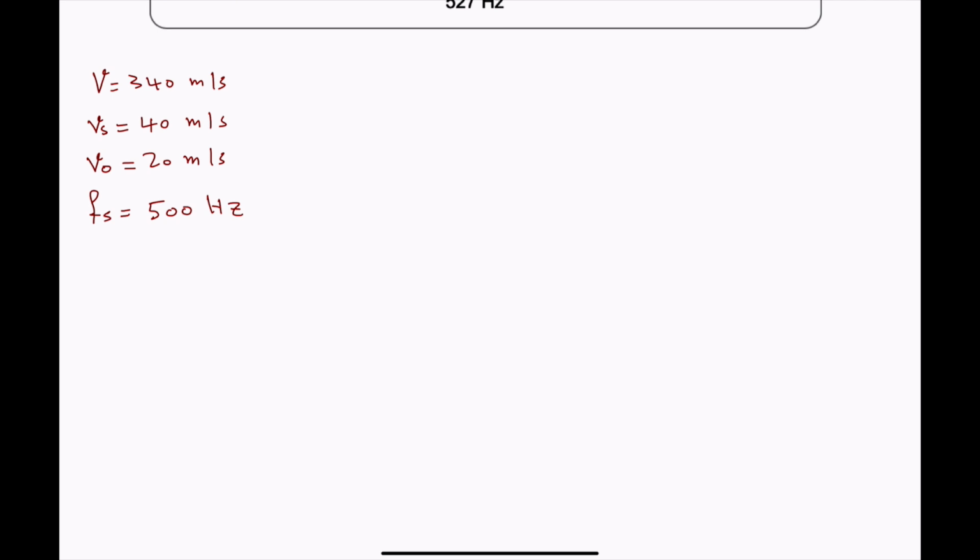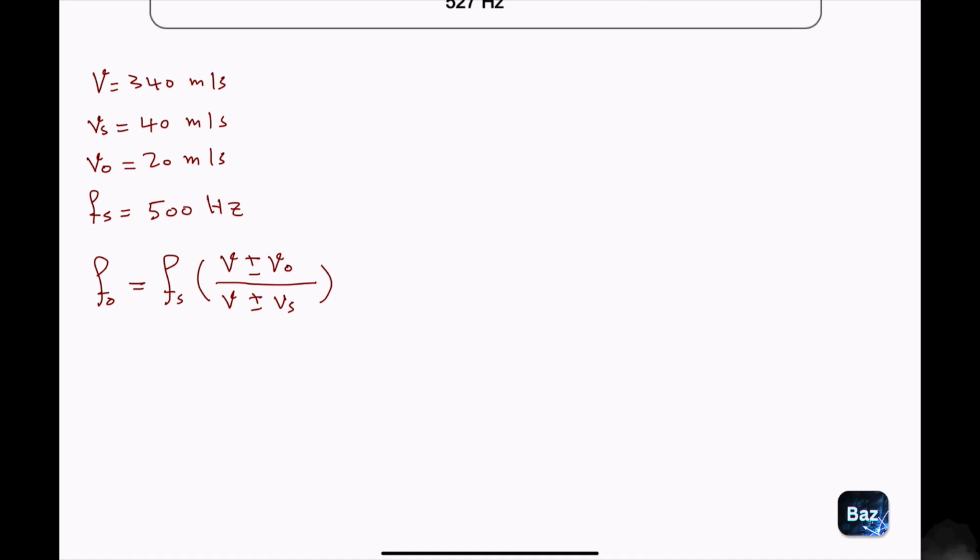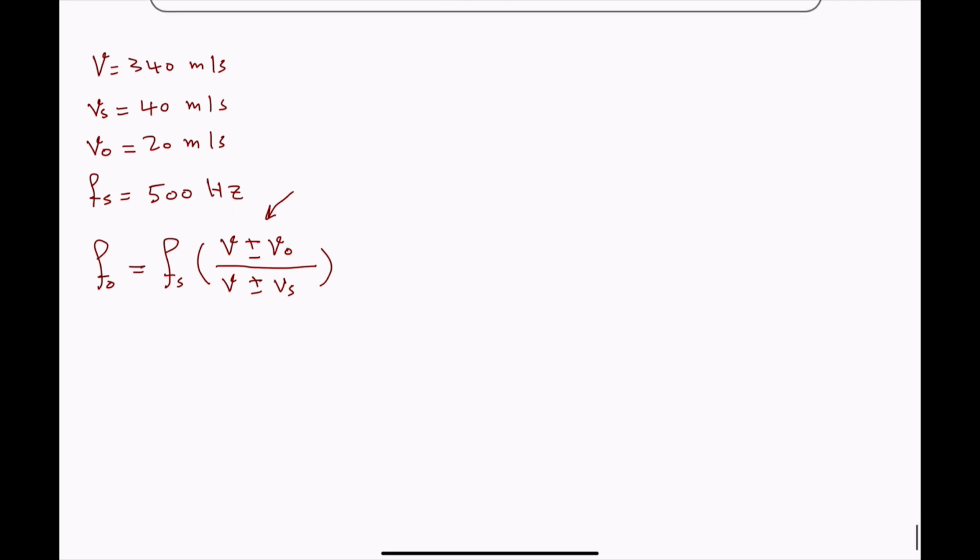Now let's write the formula to get the observed frequency. F observer equals the frequency of the source multiplied by v plus or negative v observer over v plus or negative v source. Here, the trick in this question is to determine which signs we are going to use for the v observer and the v source. So here is the rule.